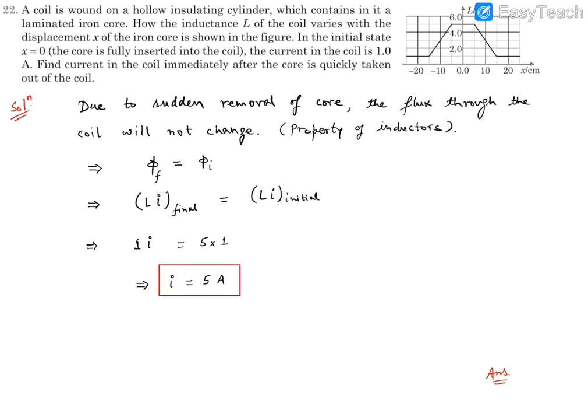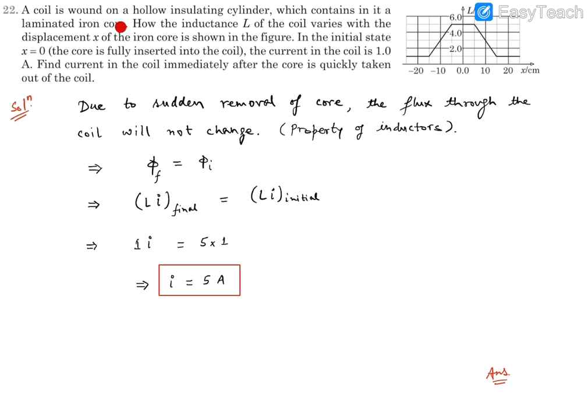Hello, here's question number 22. It says a coil is wound on a hollow insulating cylinder which contains a laminated iron core. How the inductance L of the coil varies with the displacement X of the core is shown in this figure. In the initial state, when X equals 0, that means the core is fully inserted into the coil, the current in the coil is measured as 1.0 ampere. Find the current in the coil immediately after the core is quickly taken out of the coil.